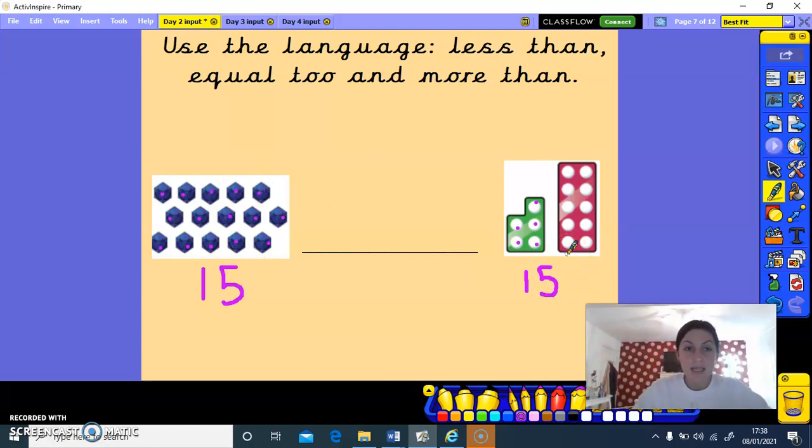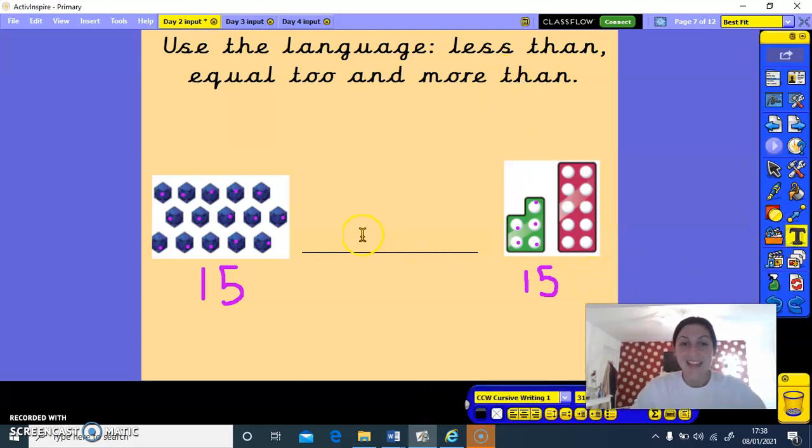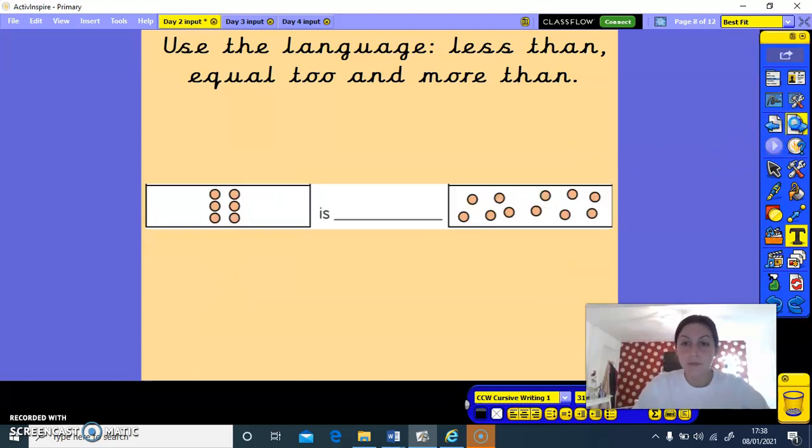Which word will I need? 15 is less than 15, equal to 15, or more than 15. Yes, I would need equal to. Because 15 is the same as 15, isn't it? It is the same amount. There is the same amount of cubes as there is holes in the Numicon pieces.